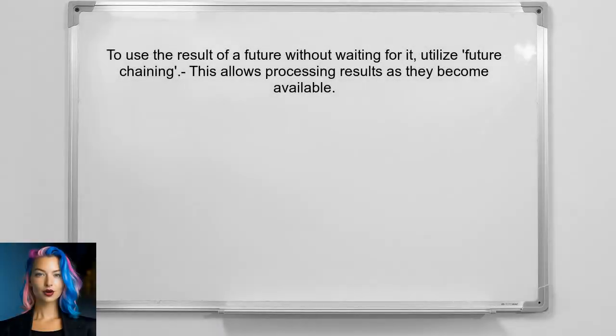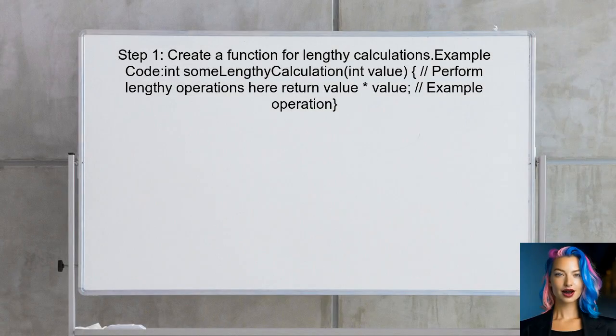To use the result of a future without waiting for it, the user can utilize a technique called future chaining. This allows the user to start processing the results of futures as they become available. First, the user should create a function that will handle the lengthy calculation. This function will take the result of the future as an argument.